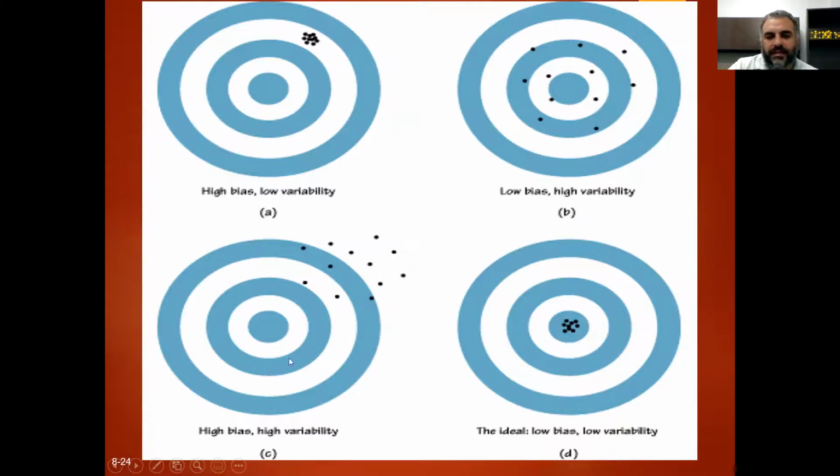Usually this means that your factors are noise. And this is the best thing we could achieve: we are hitting the target and at the same time we have low variability.